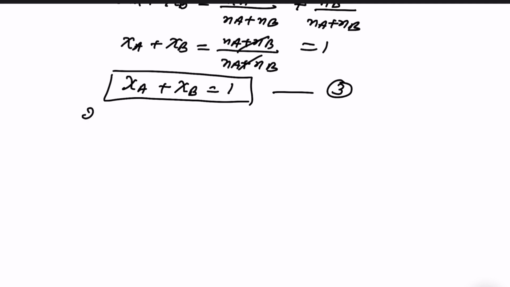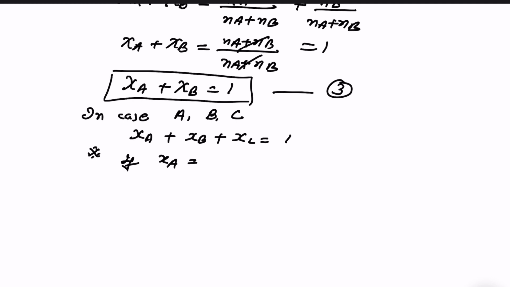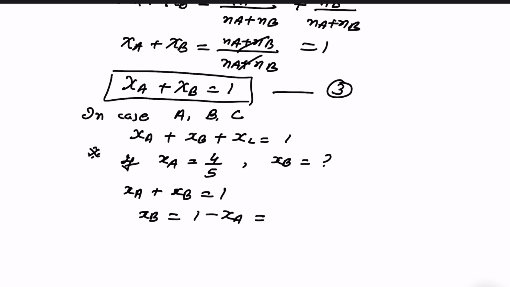In case I have three components A, B, C, even then the sum of the mole fractions of A plus B plus C will become 1. In case an MCQ comes and we are given that the mole fraction of A is 4 by 5 and we have to find the mole fraction of B, I can say XA plus XB is 1. So XB will become equal to 1 minus XA. So that will become 1 minus 4 by 5, that is 1 by 5. So this was about the mole fraction.